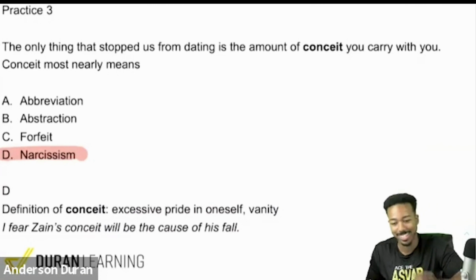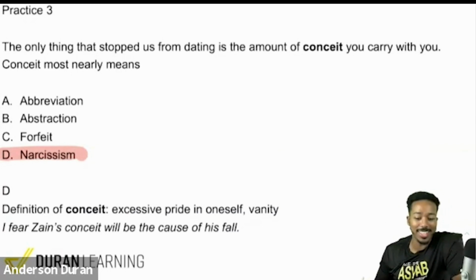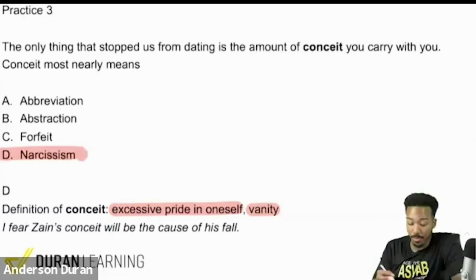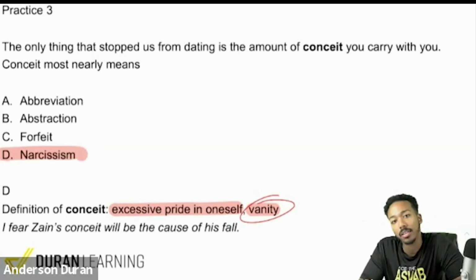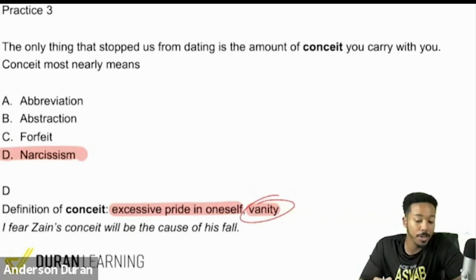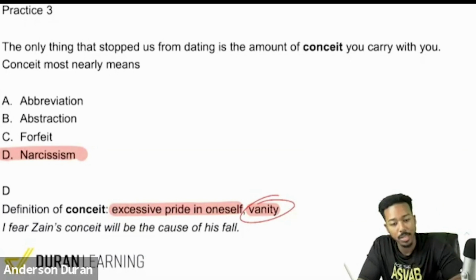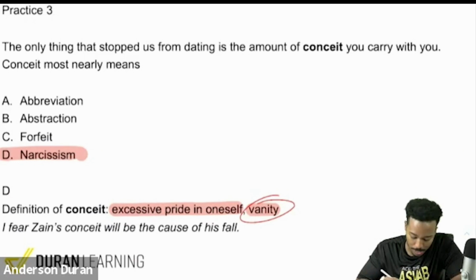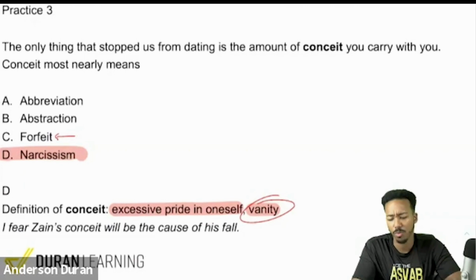And I think someone said I need to talk to you about these questions. With that said, we have the definition of conceit being excessive pride in oneself or vanity. So if you didn't know that vanity is another way of saying conceit or conceited or being vain, then yeah, that's going to be it right there. Now, in a sentence: I fear Zane's conceit will be the cause of his fall. And there it is. So let me go ahead and go in here real quick. Going from the bottom up, help me out, my party people. What does forfeit mean? Let's make sure we understand these words here. What does forfeit mean?